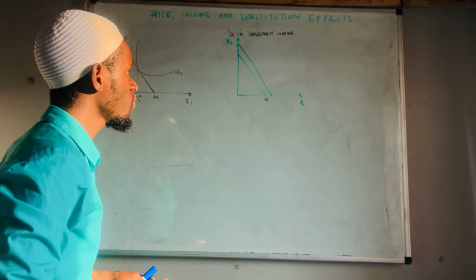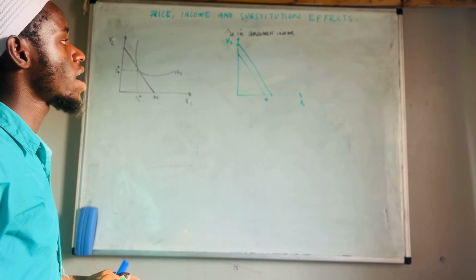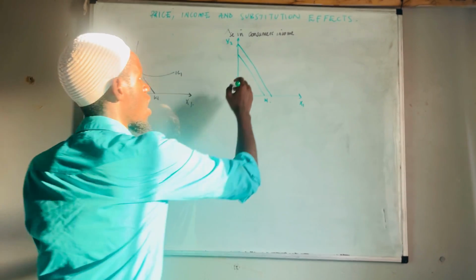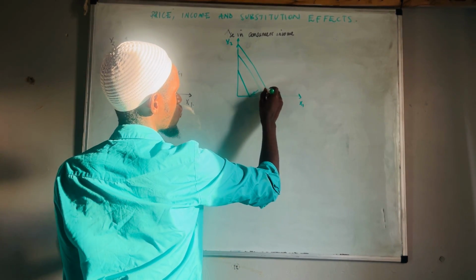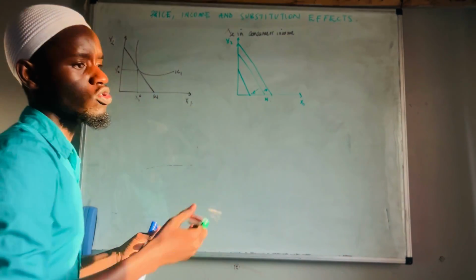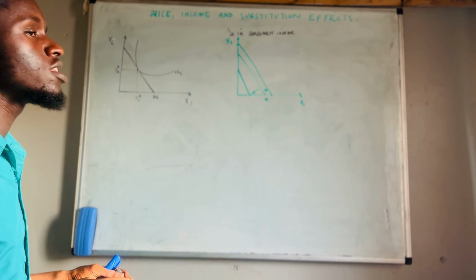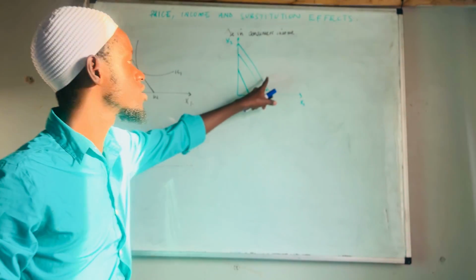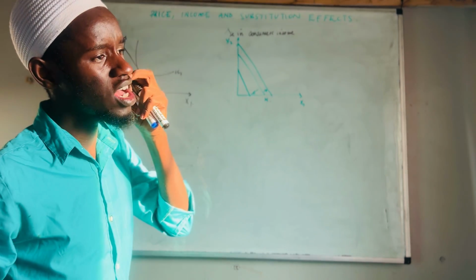Also, if there is a decrease in consumer's income, keeping the prices constant, what will happen to my budget line? My budget line will shift inwards, somewhere inwards like this. So the budget line shifts outwards because of an increase in income, and inwards because of a reduction in consumer's income.